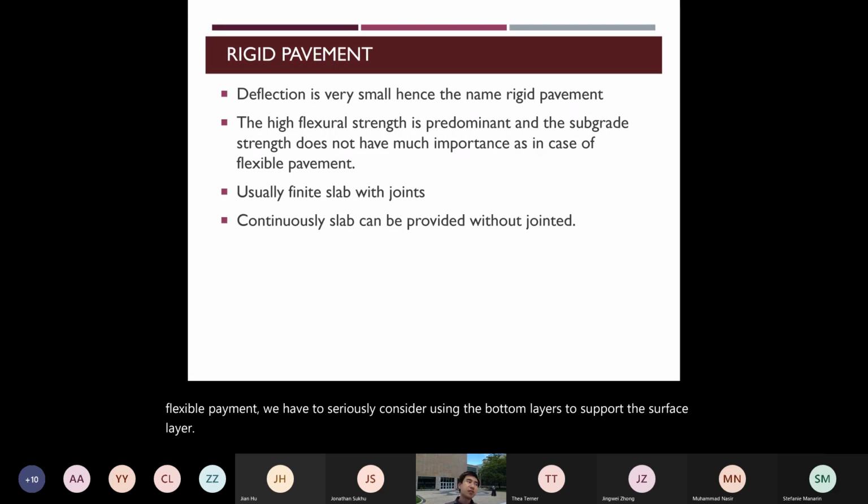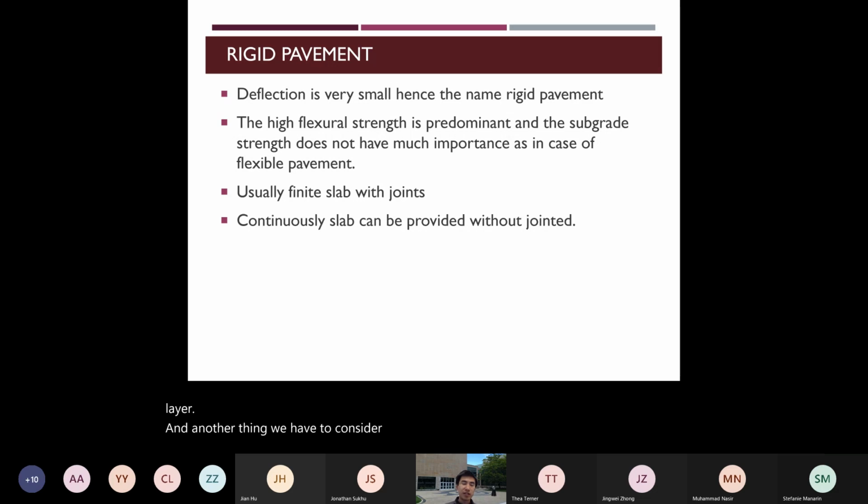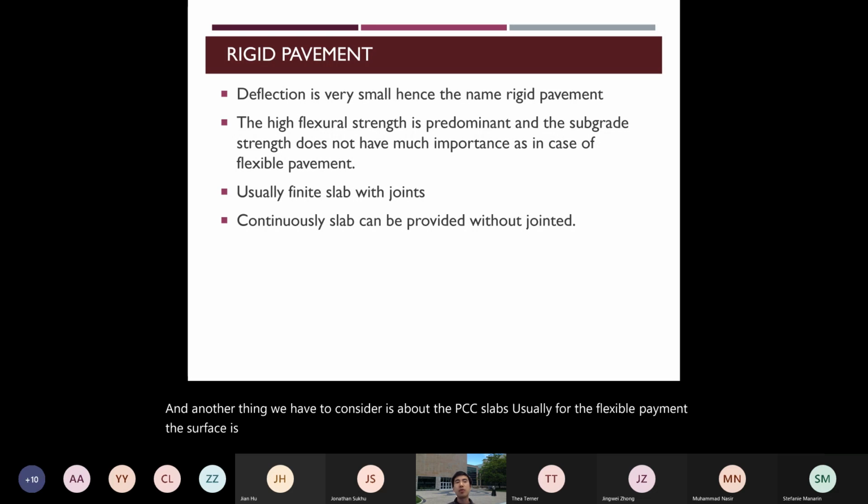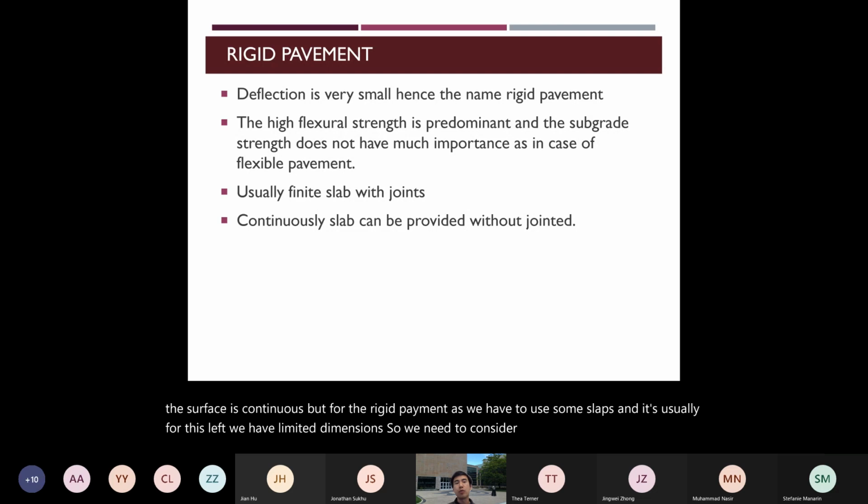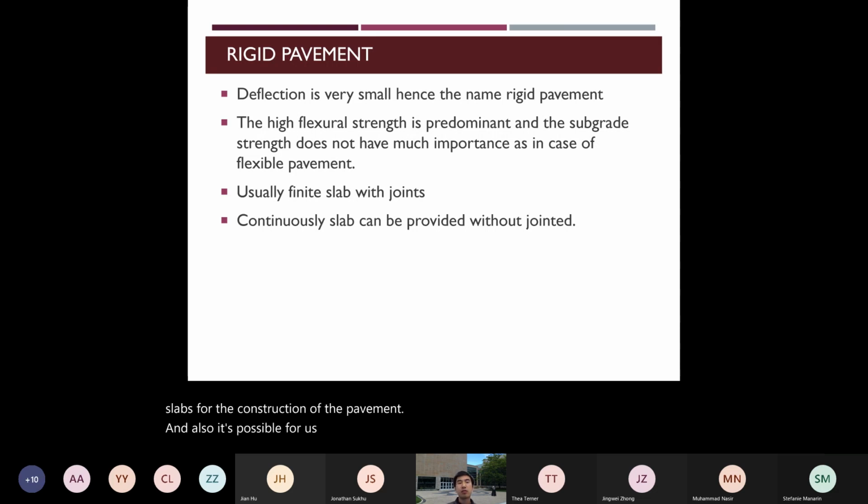Another thing we have to consider is the PCC slabs. Usually for the flexible pavement, the surface is continuous. But for the rigid pavement, we have to use slabs, and the slabs usually have limited dimensions. So we need to consider multiple PCC slabs for the construction of the pavement. And also, it's possible for us to develop a rigid pavement with continuous slabs.